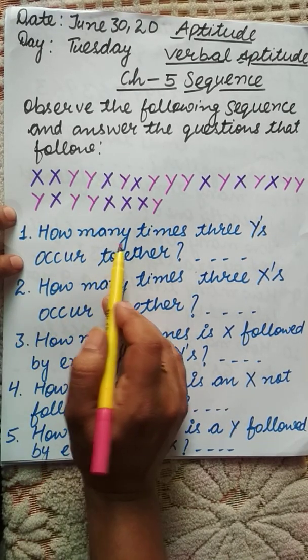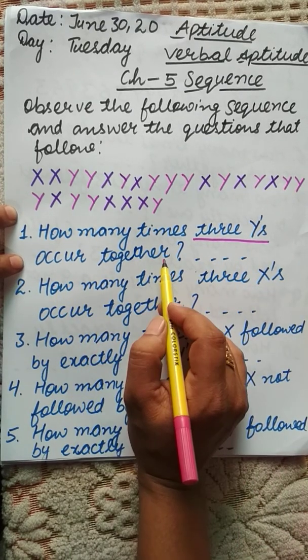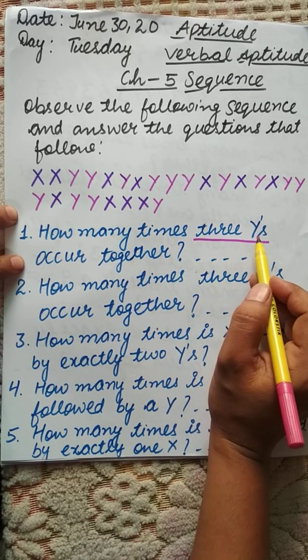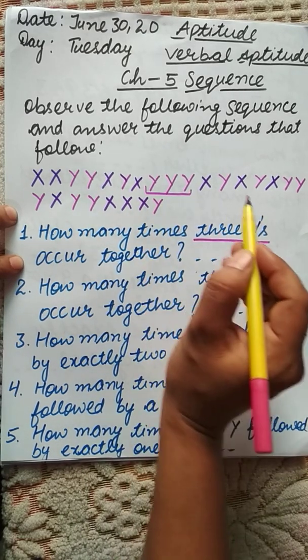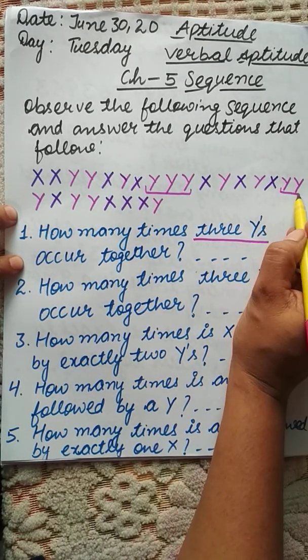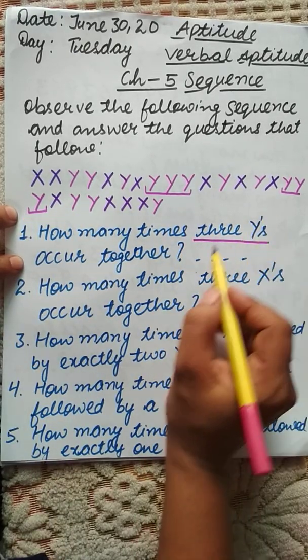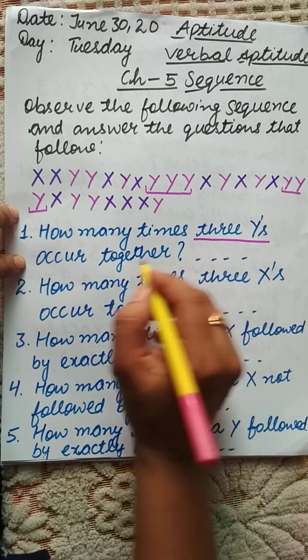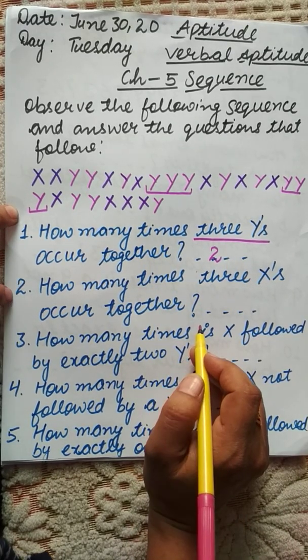How many times do 3 y's occur together? See the pattern. Here, this is one, and one more. So, 3 times y occurring together happens 2 times. So, the right answer is 2 times.